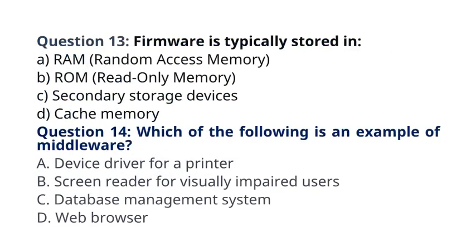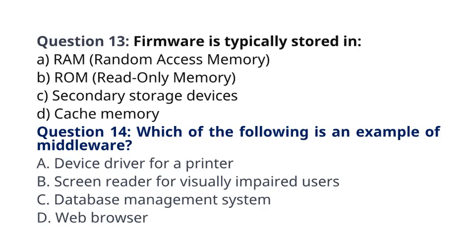Question 13. Firmware is typically stored in A. RAM, random access memory. B. ROM, read-only memory. C. Secondary storage devices. D. Cache memory. The correct answer to question 13 is option B. ROM, read-only memory. Explanation: Firmware is typically stored in ROM, read-only memory, because ROM retains its contents even when the power is turned off, making it suitable for storing software that needs to be preserved permanently, such as firmware.